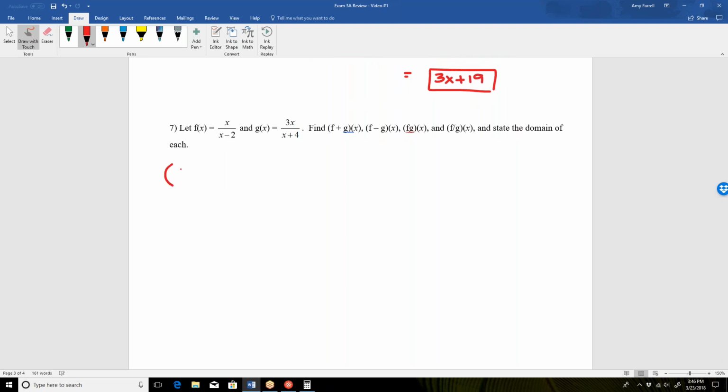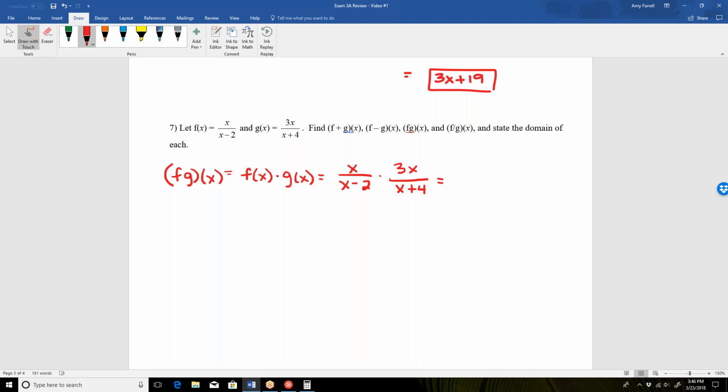All right, so if I want to find f times g of x, this is the same thing as f of x times g of x. So I have x over x minus 2 times 3x over x plus 4. And this is actually the quickest of all of them because you do not need a common denominator when multiplying two fractions or two rational expressions. You just multiply straight across.